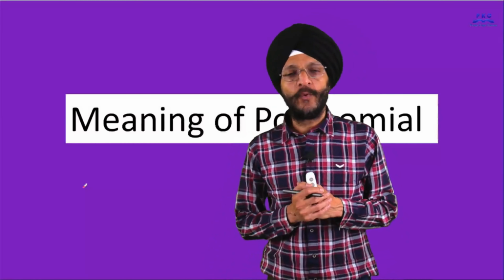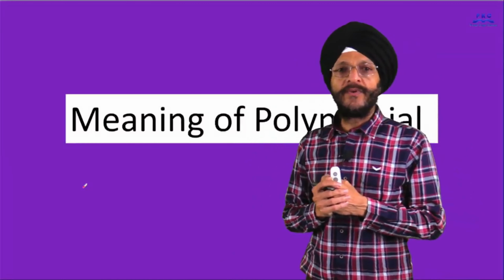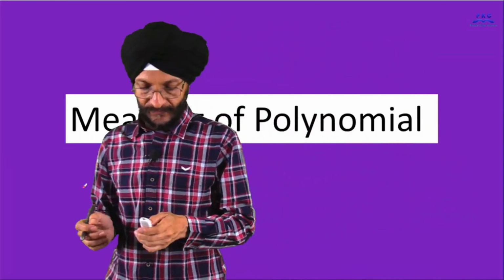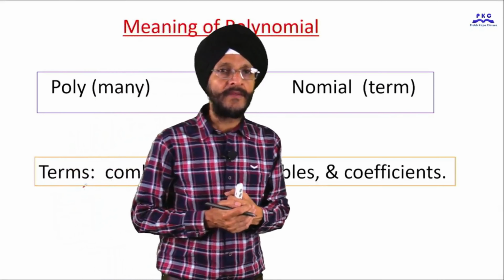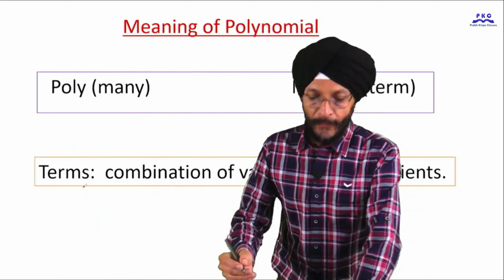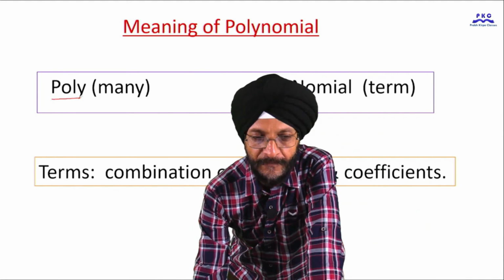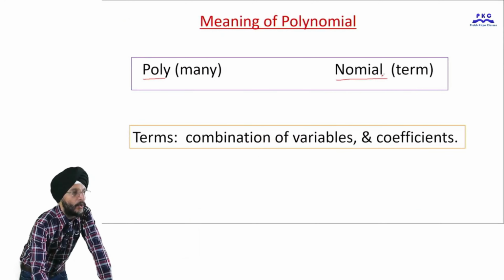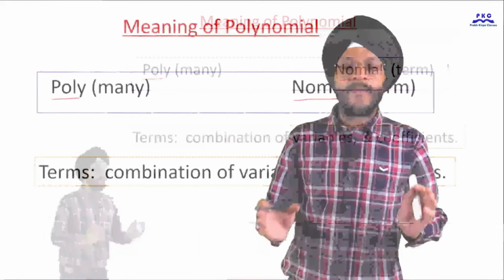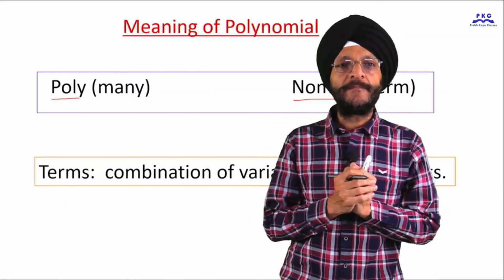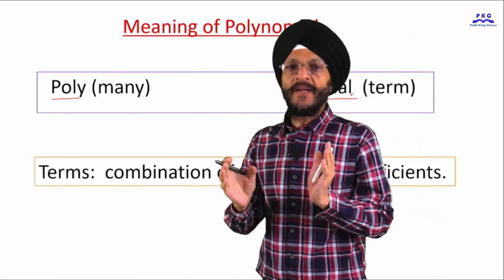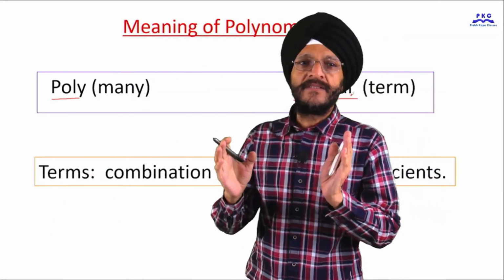Now the topic before us is meaning of polynomial. The word polynomial consists of two words, poly and nomial. Poly means many and nomial means term. So polynomial means many terms. So now the question arises, what is the meaning of term?